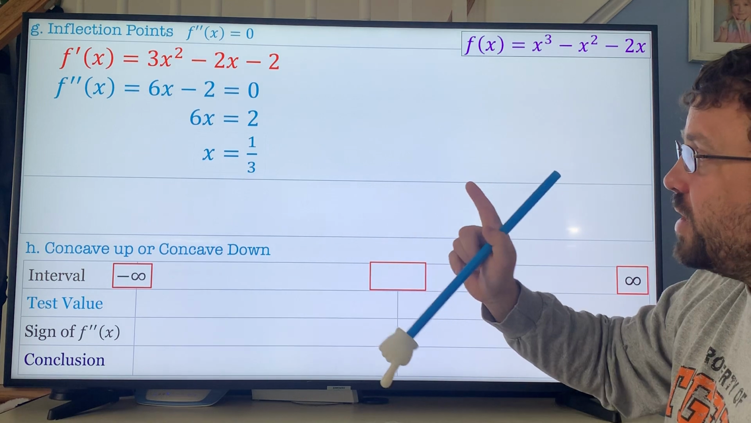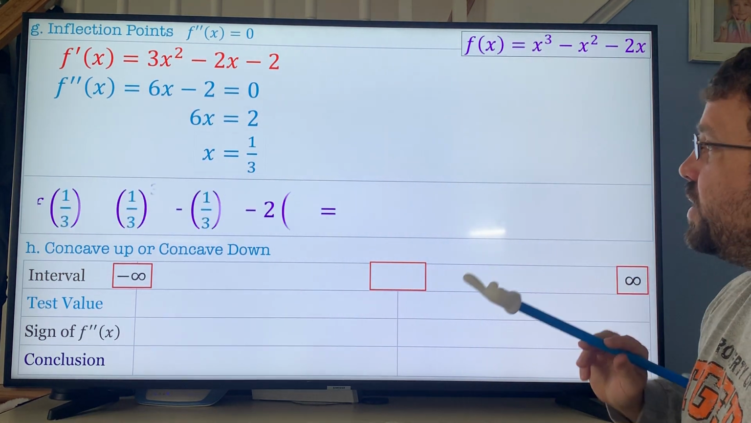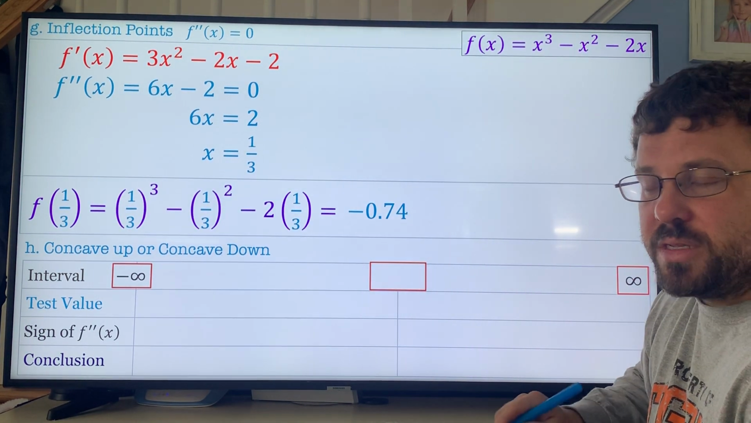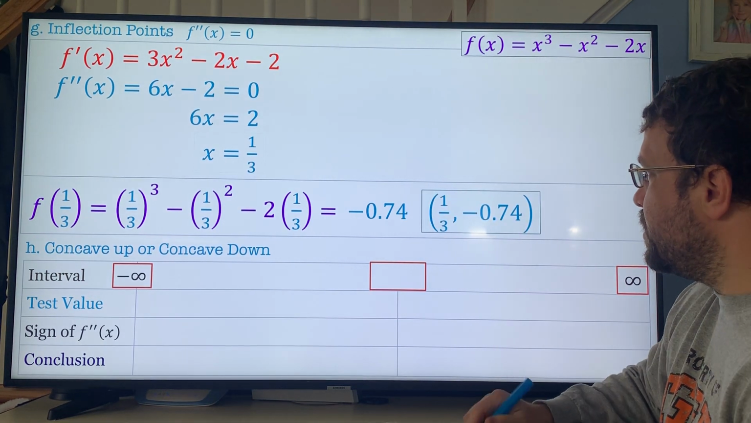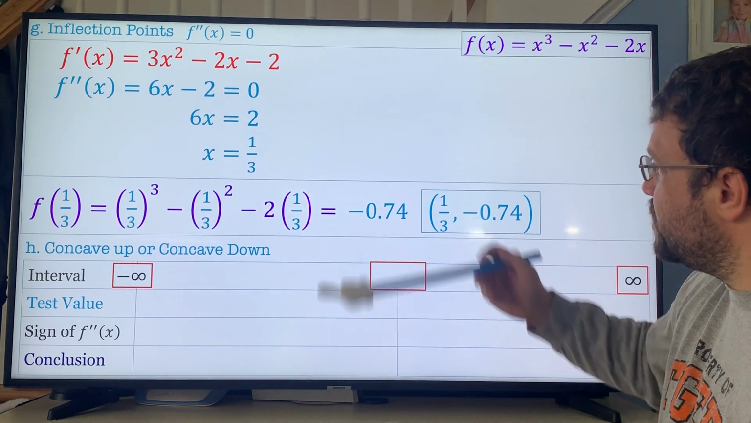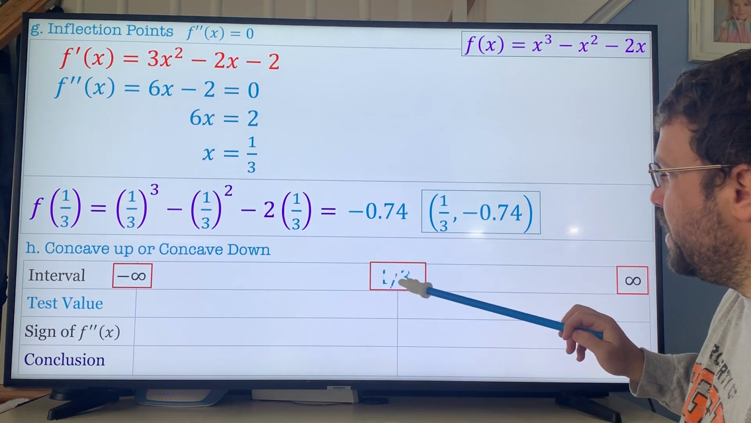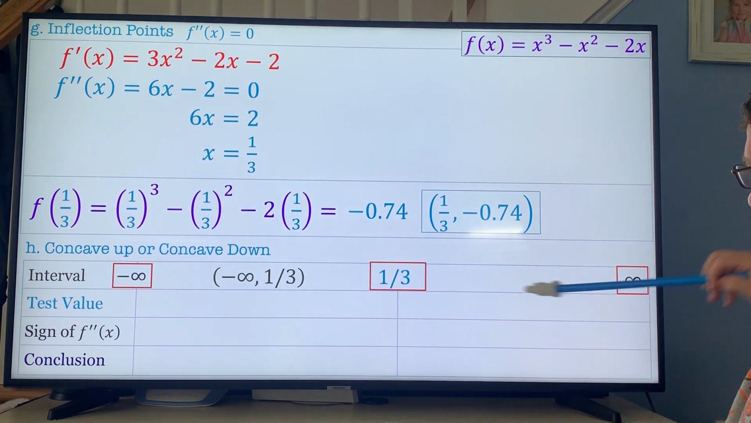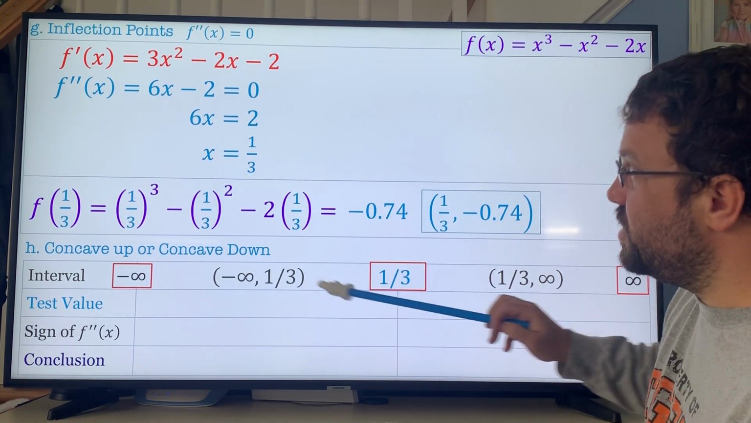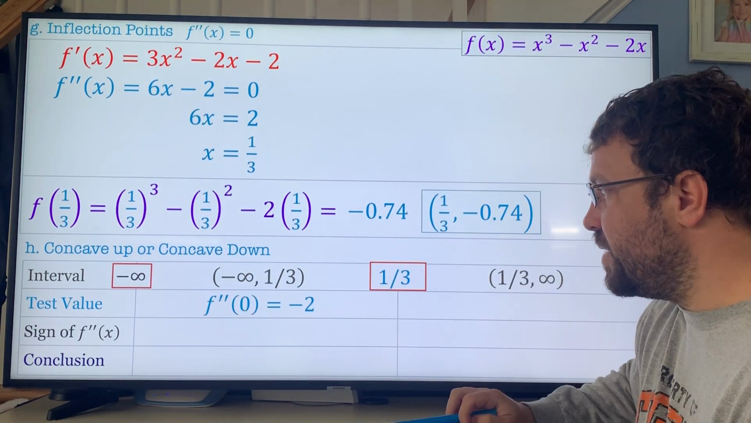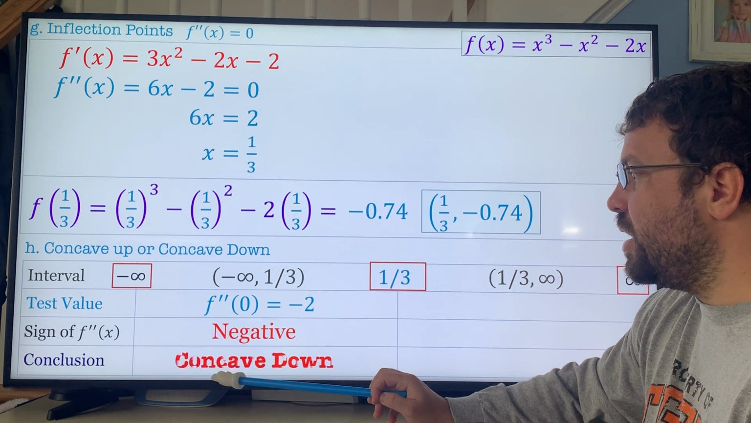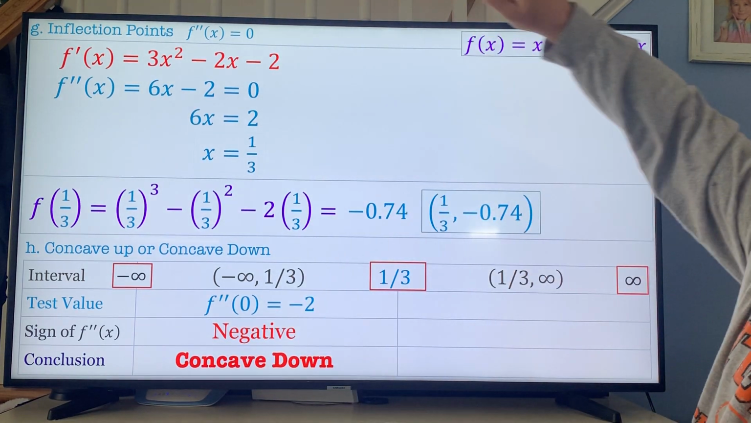So we only have one inflection point. Take that point and plug it into the original equation. When you do that, you get negative 0.74. So our inflection point, where the concavity changes, is (1/3, -0.74). Intervals: negative infinity to 1/3, and 1/3 to infinity. A number between these two is 0. 0 minus 2 is negative 2. Negative number, concave down. So we have a downwards concavity.